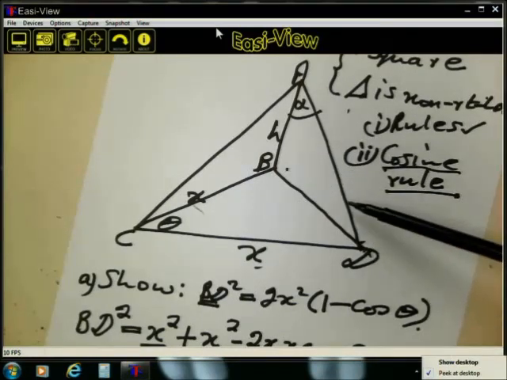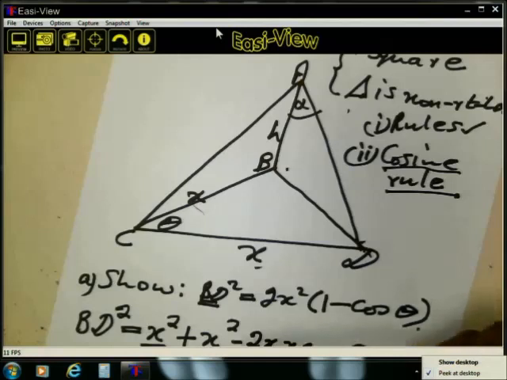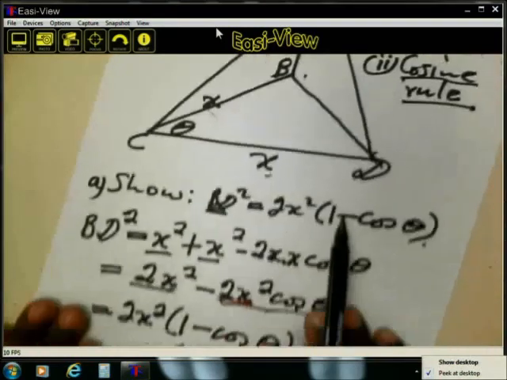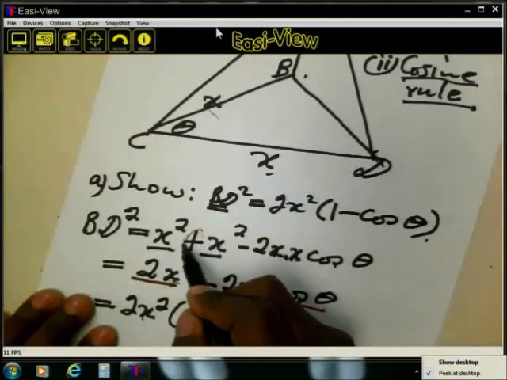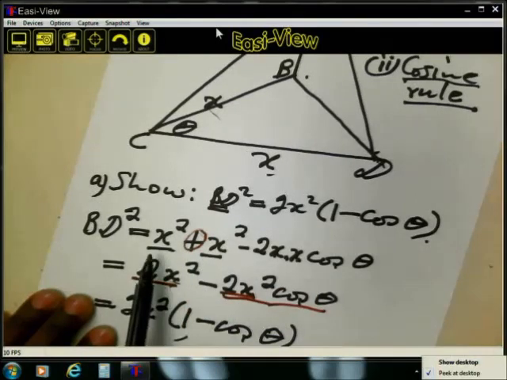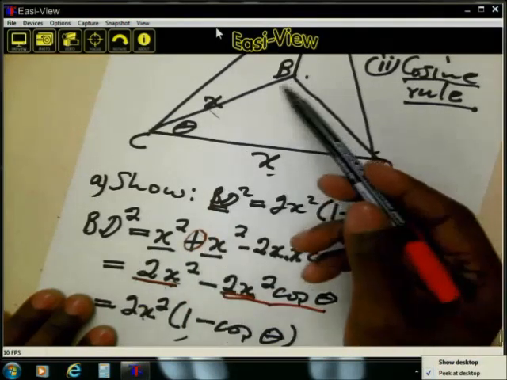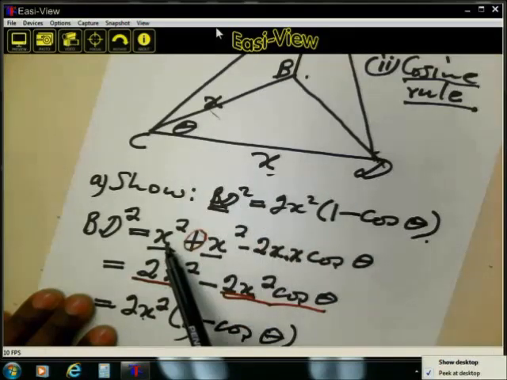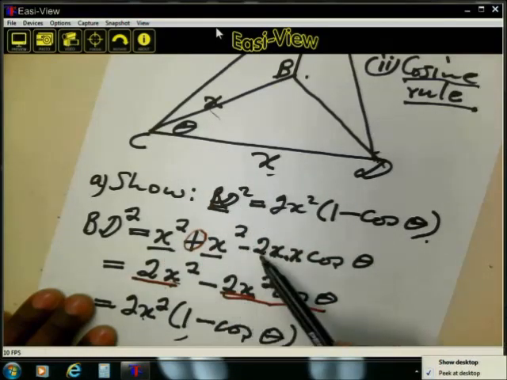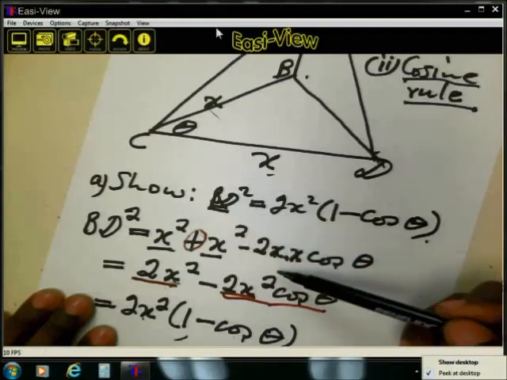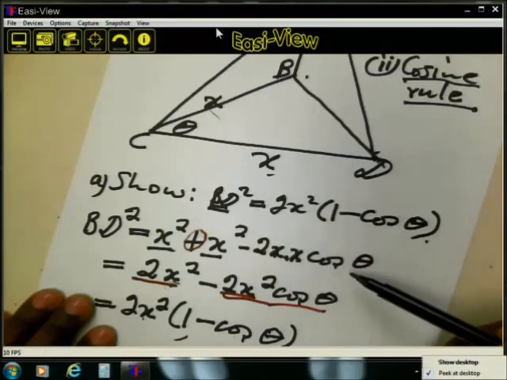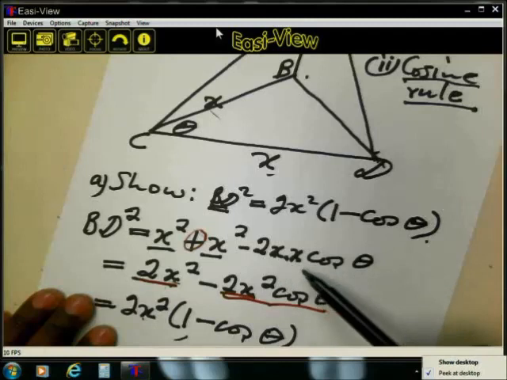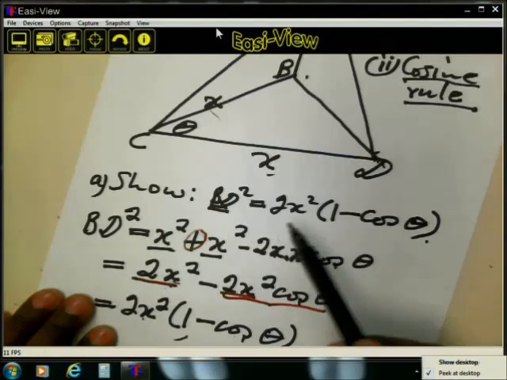Take the square of that. It is equal to the sum of the squares of the others. In other words, BC squared plus CD squared, which happen to be x, both of them. Minus twice those sides, not squared, the product of those sides, times, again, the product of those two sides together with the cosine of the included angle.